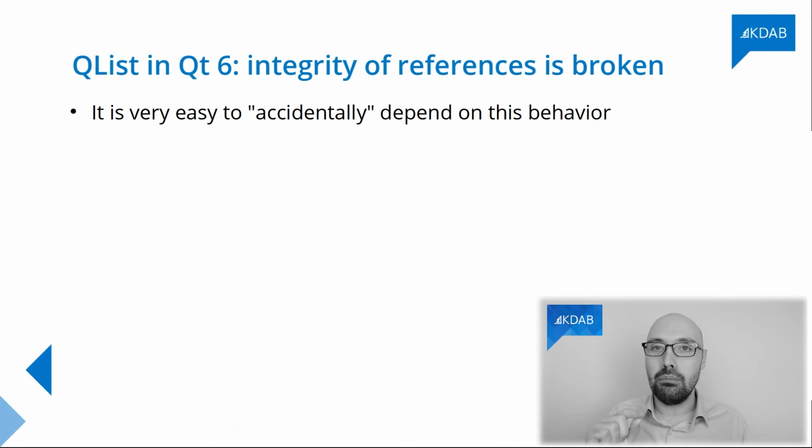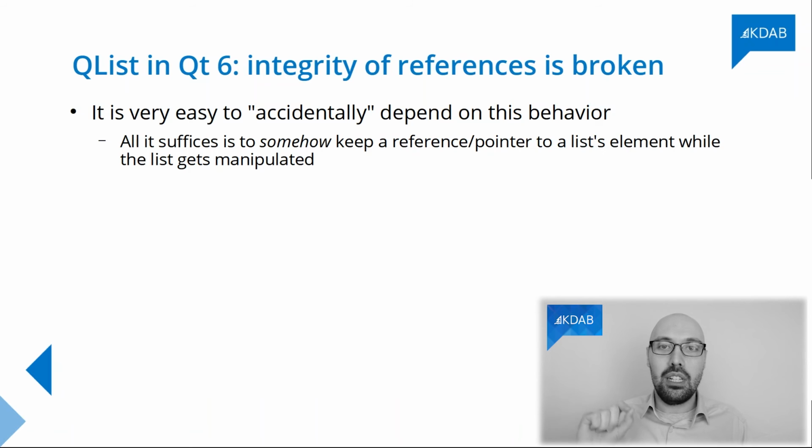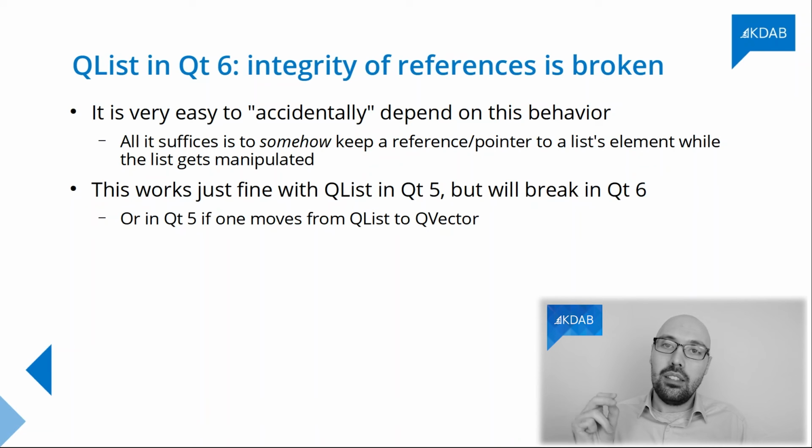That is, you may have some little piece of code which keeps a reference to some object inside the list and then tries to manipulate the list. Maybe it inserts new elements. Maybe it changes the order of the elements. It doesn't matter. But this can happen, and this has happened, personally, to me at least once. This becomes a problem in Qt 6.